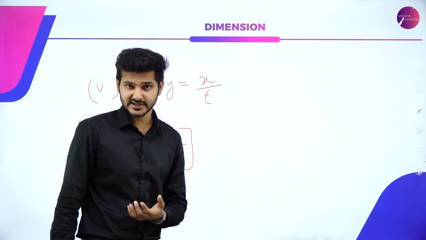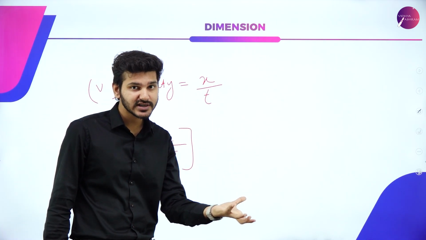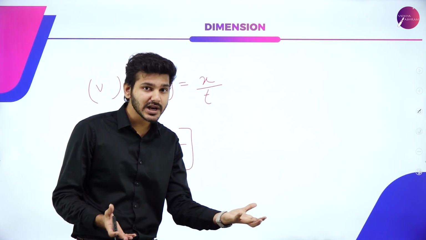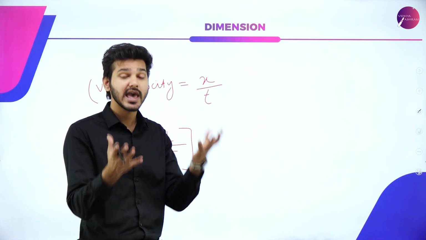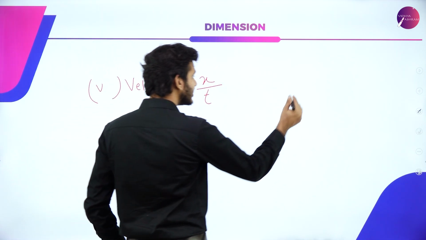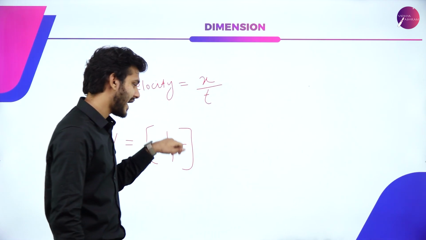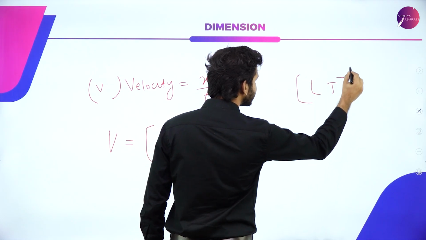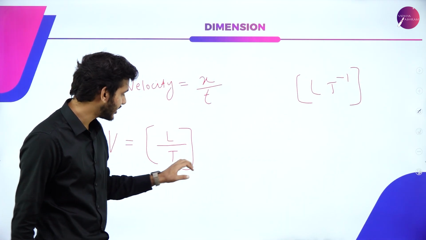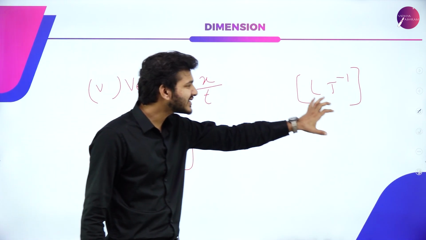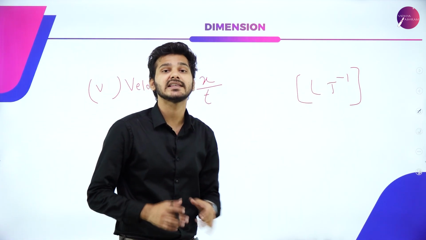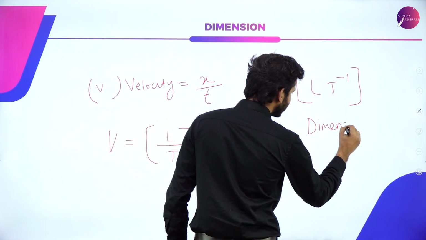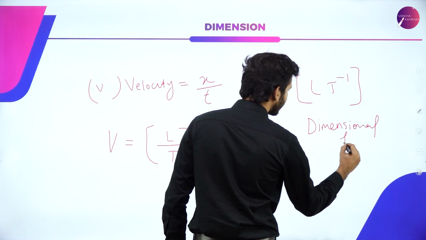So one more thing to remember is that there are dimensional formulas and there are dimensional equations. The difference between a dimensional formula and a dimensional equation is that if we are just writing something like this, that is L by T, this will become L T inverse. This will be the dimensional formula of this particular equation. So if I'm just writing the dimensions like this, I can say that this is a dimensional formula.